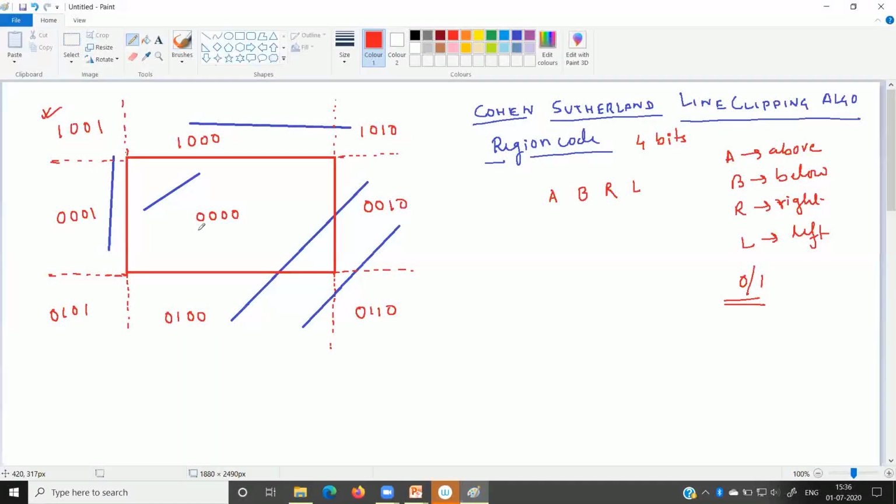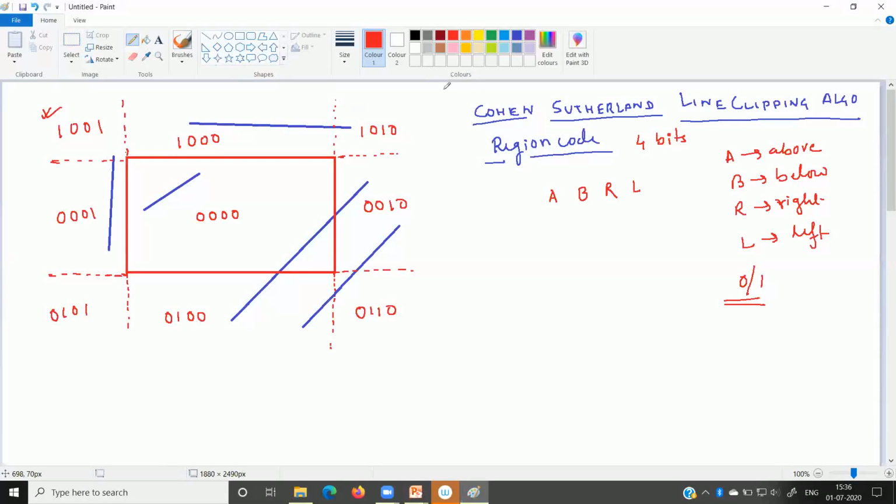Now, how does this Cohen-Sutherland line clipping algorithm work? It first eliminates all the lines which are not inside the clip window or not intersected by the clip window. That means those lines which do not come under the clipping algorithm at all. So those lines will be discarded. How can we see it now?